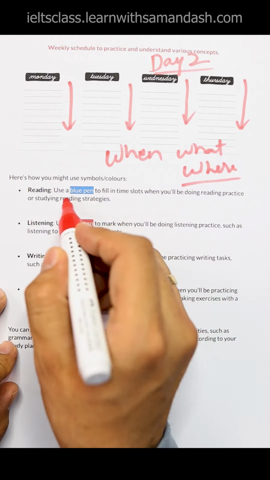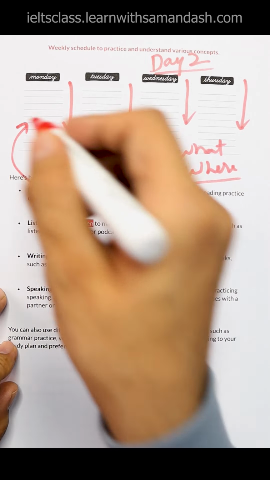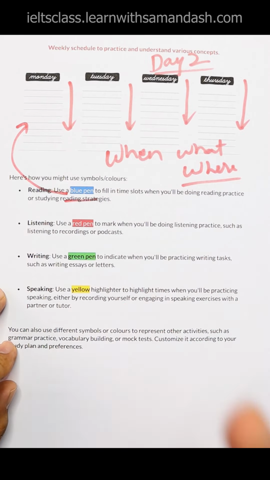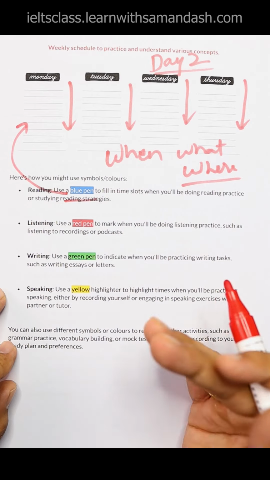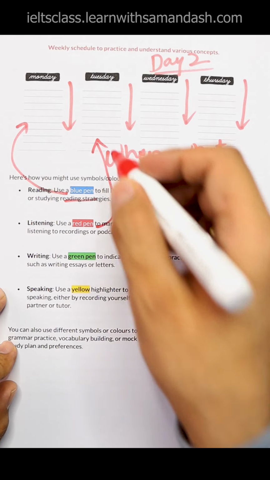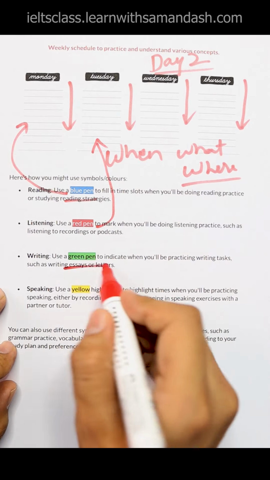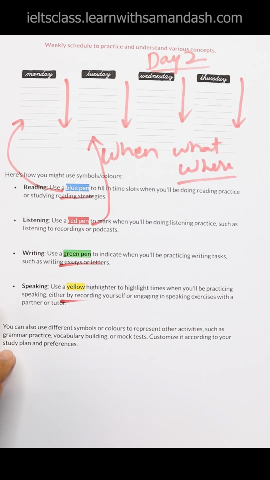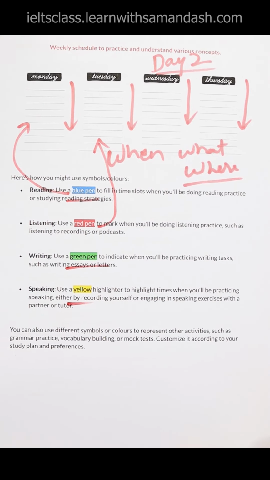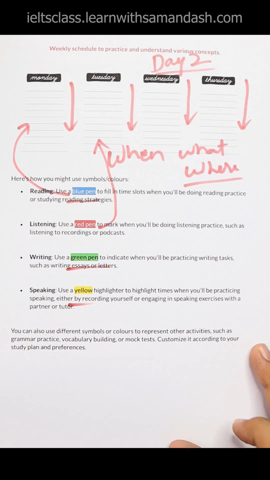And yes, whenever you write anything related to reading, for example, today I'll practice 2 reading question types, use a blue pen so that even from a little bit far away, you can very quickly recognize this is reading. Red pen only for listening. For writing you use a green pen, and a yellow pen for speaking. Basically, you can buy color pens, and you will see, this will be helpful for sure.